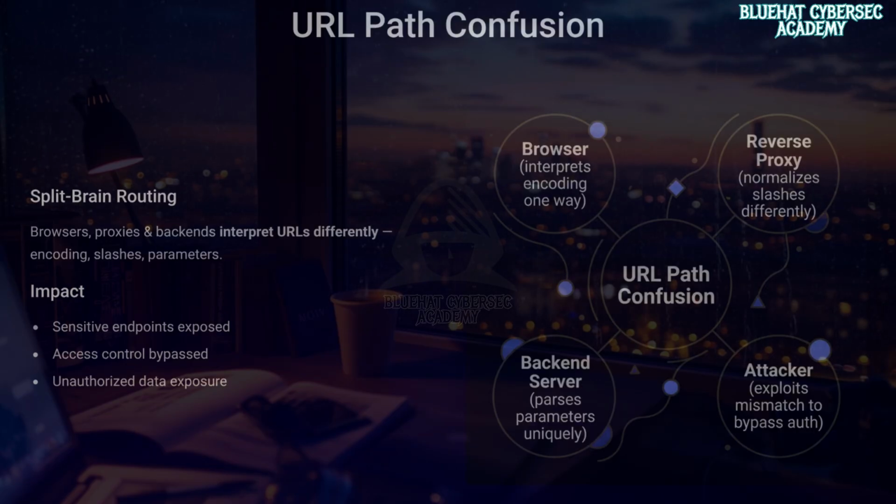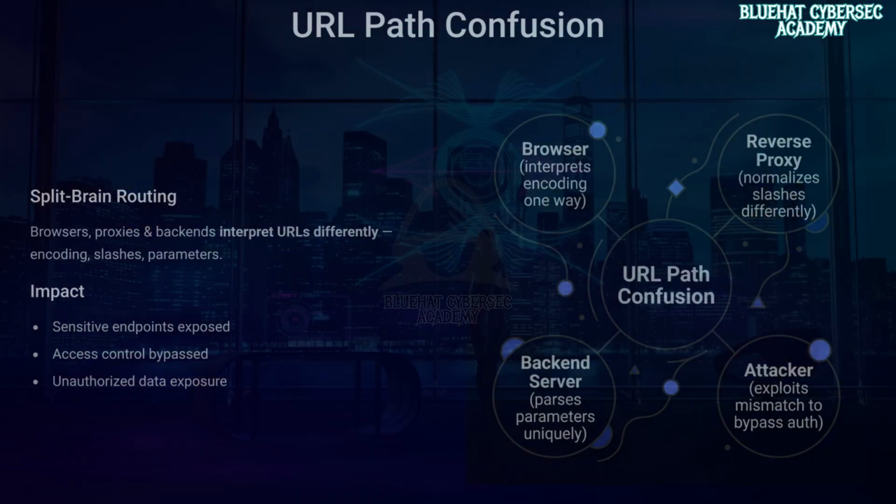Now let's talk about something that lives in almost every modern web application: URL path confusion. URL path confusion exploits inconsistencies between how different components interpret URLs, browsers, reverse proxies, and backend servers. And here's why that matters. Sensitive endpoints may be exposed unintentionally. Access control rules may be bypassed due to parsing mismatches, and it can lead to unauthorized data exposure.